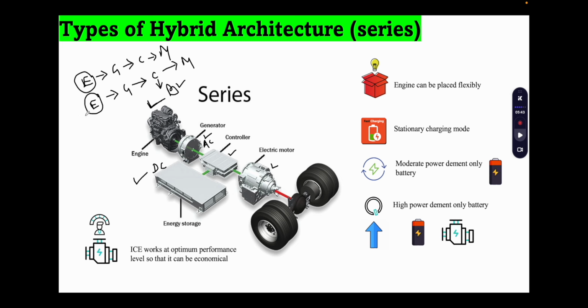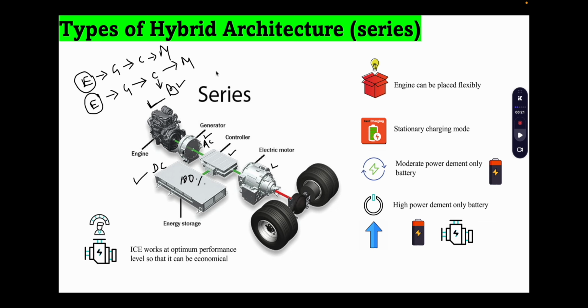Suppose the power demand is very low or moderate, and you don't want to use the IC engine. You have a good percentage of battery available, like suppose you are at 100% in the battery. Maybe you want to save some of the fuel that you have and don't want to use the engine at the same time. In some situations where you need a moderate amount of torque, you can use the battery only.